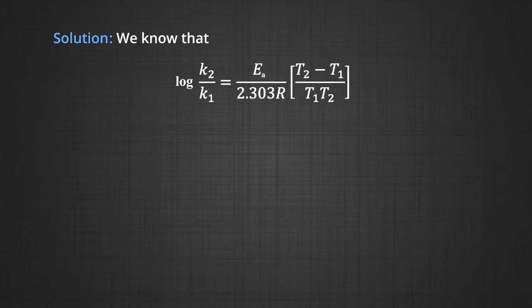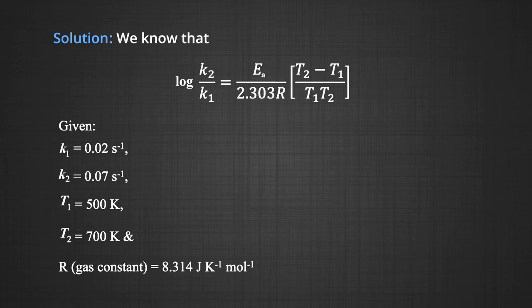by T1 into T2. Now, just putting in the values, K1 is 0.02 per second, K2 is equal to 0.07 per second, T1 is equal to 500 Kelvin and T2 is equal to 700 Kelvin. Let me tell you here that if the temperature is given in degrees Celsius, then you have to change the values to Kelvin before putting them in the formula.